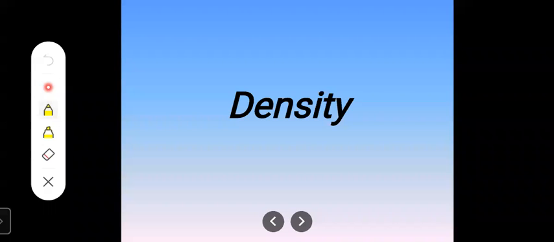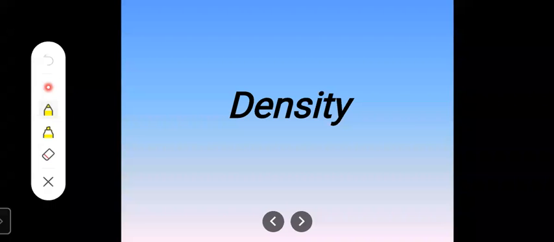Another way we can see it, students: density is the amount of mass per unit of volume. If an object is heavy and compact, it has a high density. Yes, if an object or a thing is heavy, it has a high density.